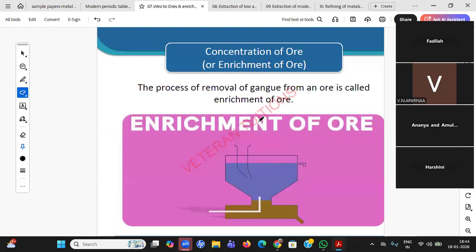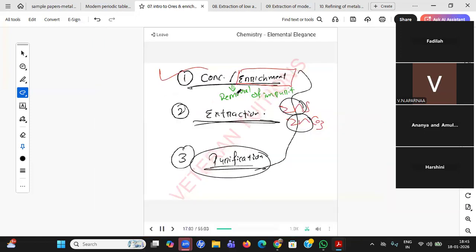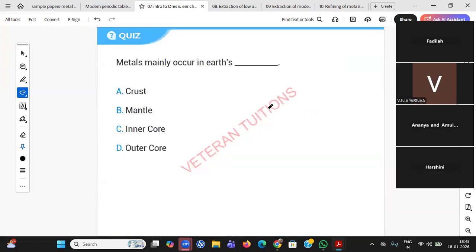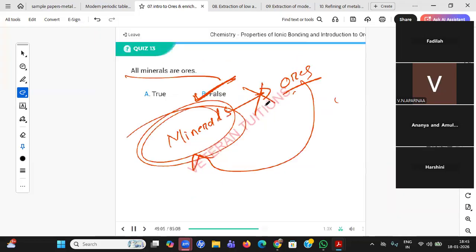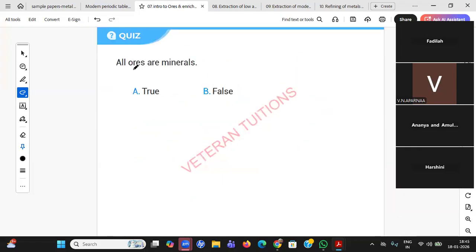Okay, student. The process of removal of gangue, the unwanted things, we call enrichment. That is the way we have finished the first step, enrichment. The second step is the extraction. So student, here is a question: all ores are minerals. True or false? Please give the answer. All ores are minerals.